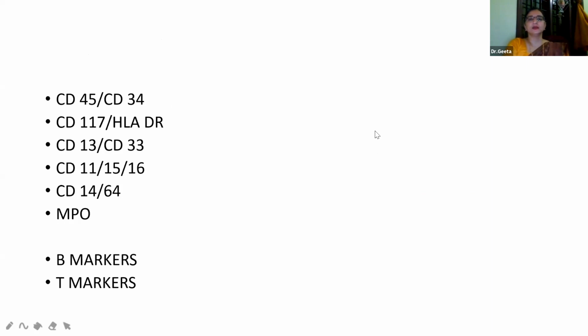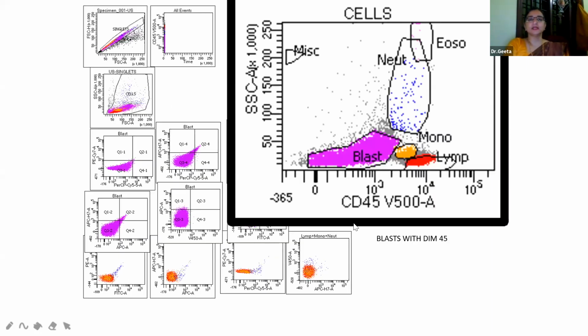So this is the initial blast population. This CD45 delineates the mature cells, which have high CD45 positivity, from the blasts or progenitors, which have low CD45 positivity. And then further, we have gated this population, and from now on we'll see only these pink cells in all the following plots.